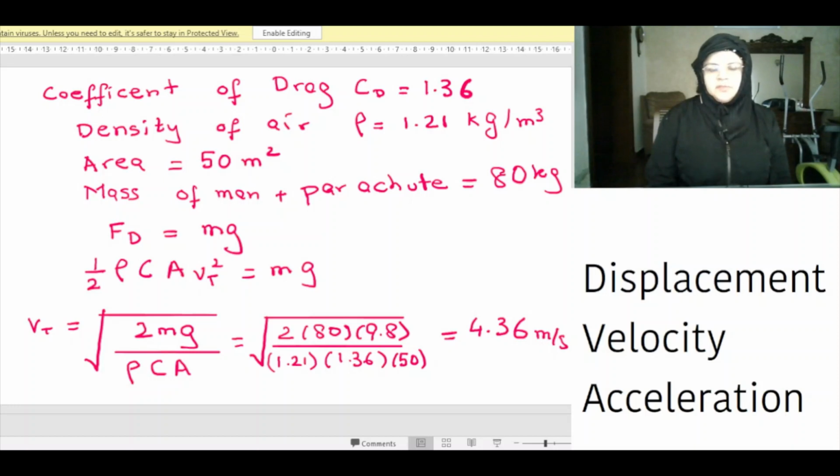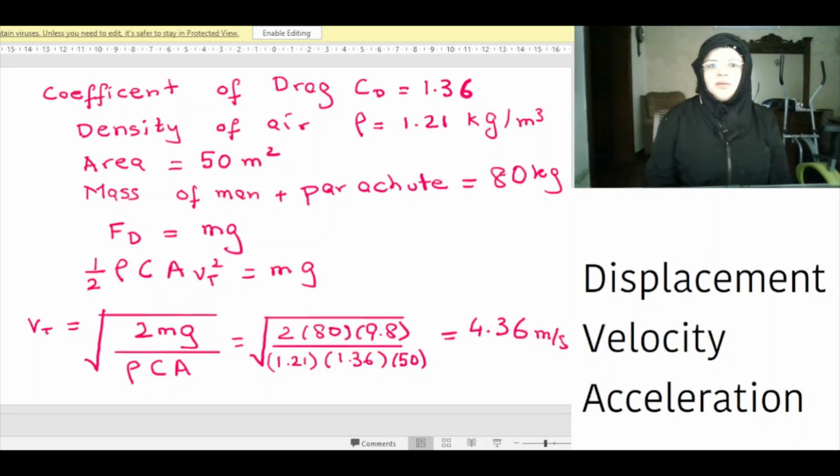m is the mass of the person plus parachute, that is 80 kg. g is the gravitational acceleration, that is 9.8 meters per second squared. Rho is the density of air, that is 1.21 kilograms per meter cubed. C is the drag coefficient, that is equal to 1.36.